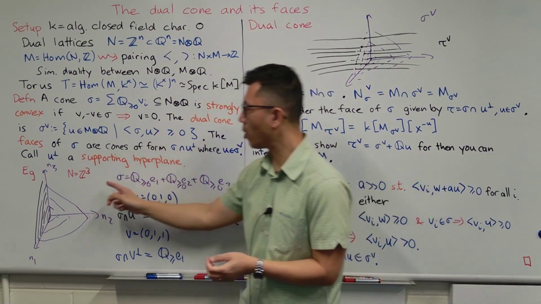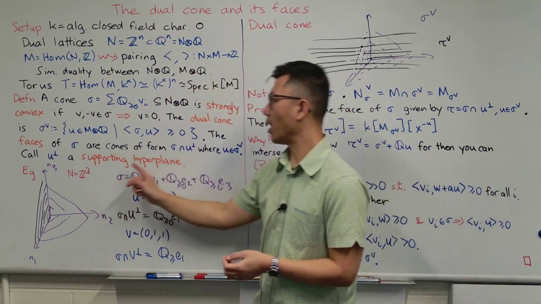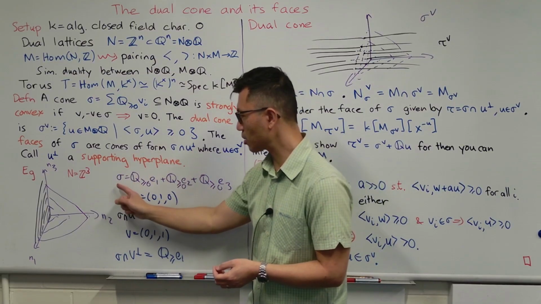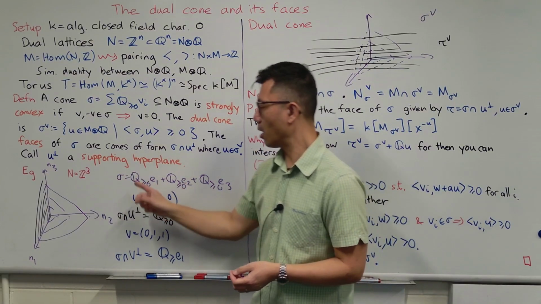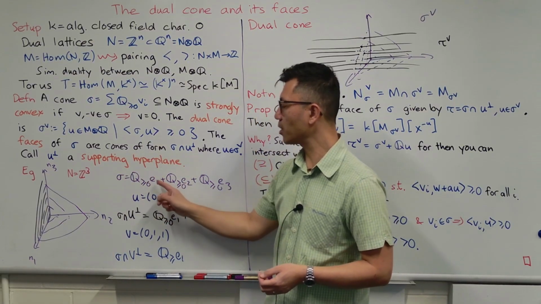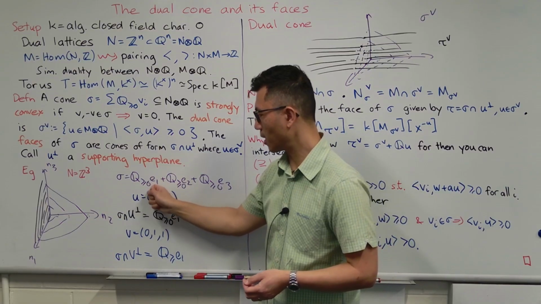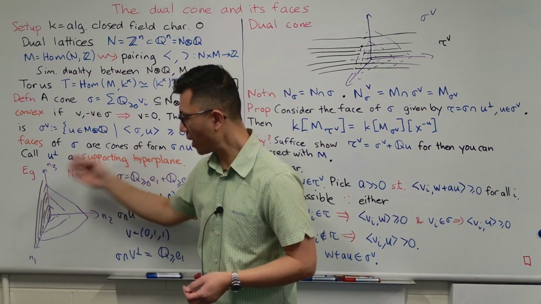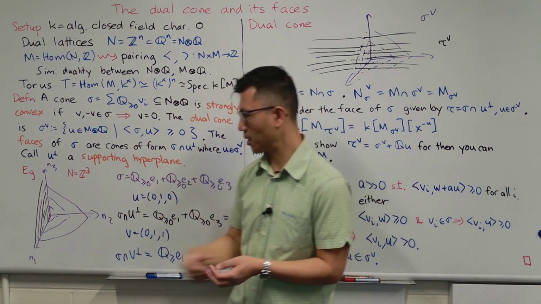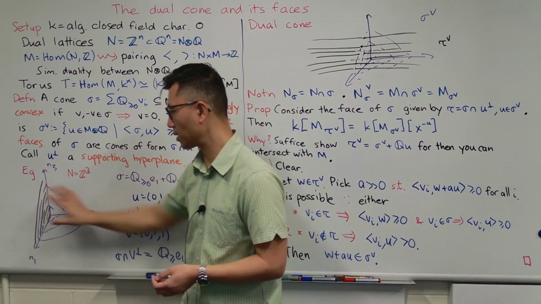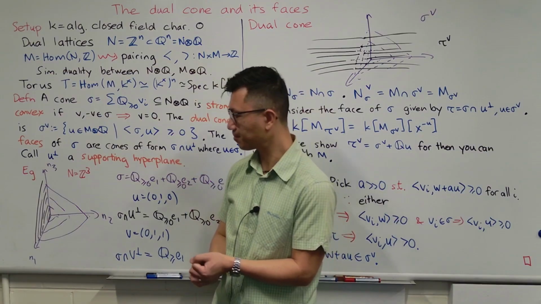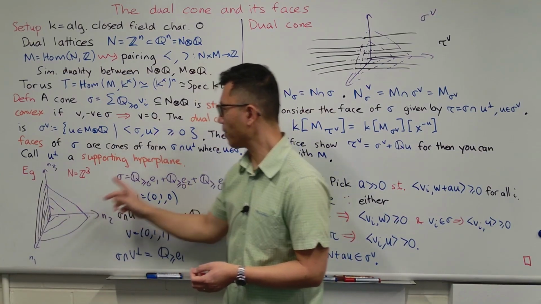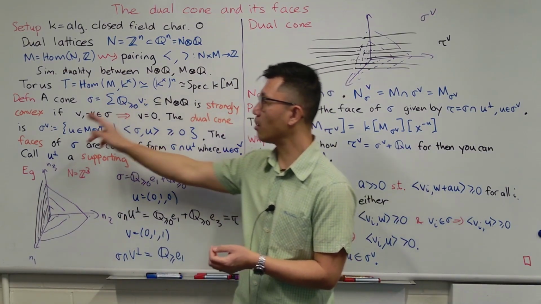So here's a very simple example of a cone, and this cone is strongly convex. Its sigma is just given by non-negative rational linear combinations of the standard basis vectors E1, E2, and E3. So it's this purple region here. This is the positive octant that you see in N1, N2, N3 space. Okay, this positive octant here. And that is a cone, and it's also a strongly convex cone.